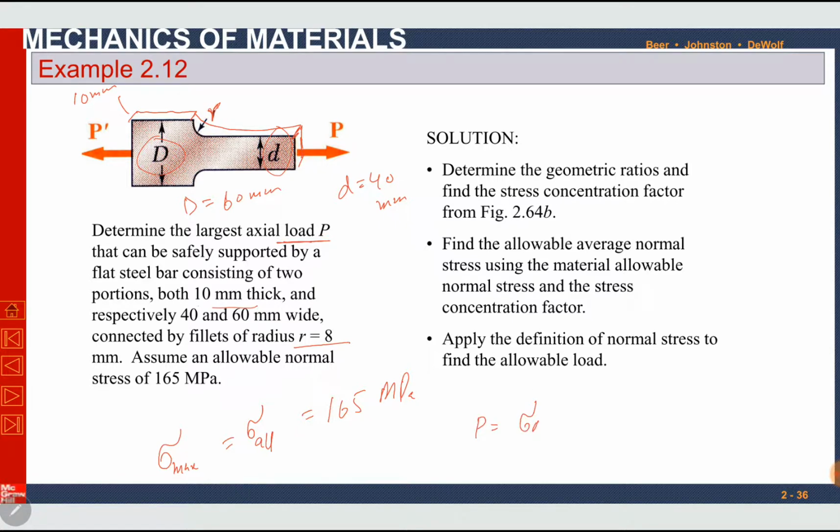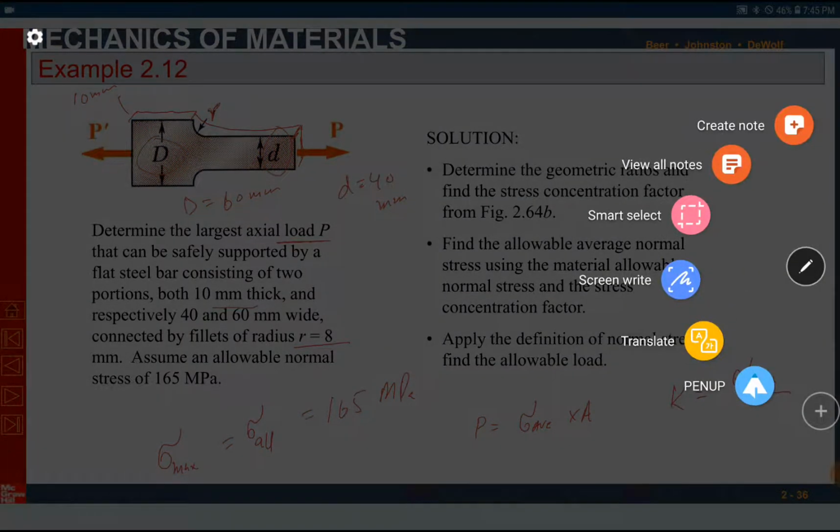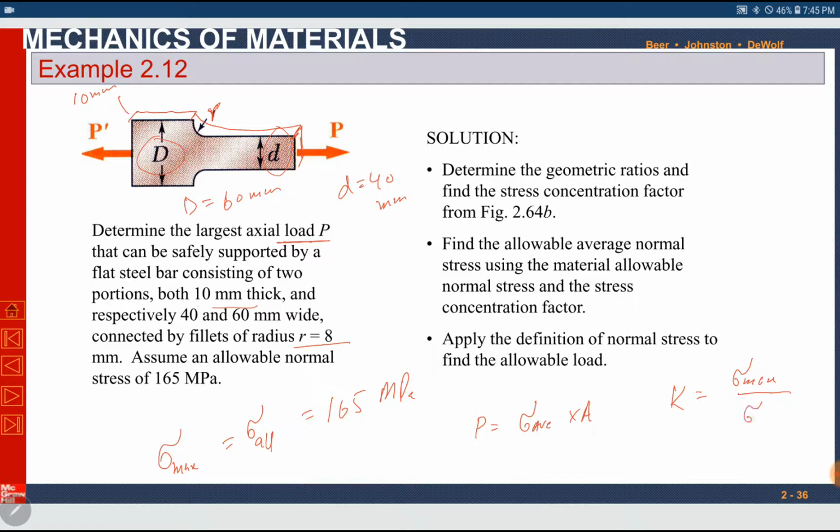sigma average times area, because sigma average is equal to P over area. So we have to find sigma average. Area is already known. Sigma average can be found from this expression, sigma maximum divided by K is equal to sigma maximum divided by sigma average. Okay, so K can be found from the graph, from the curve given in the literature. Remember that they have mentioned here to find the largest axial load. I will explain what the largest axial load is. Let us move further.